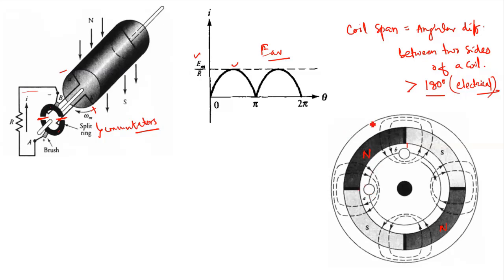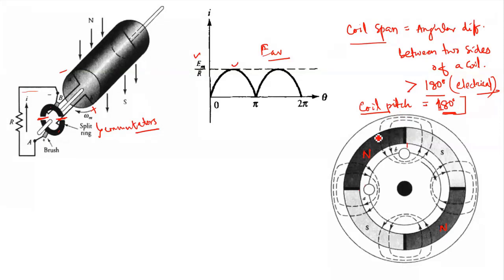Now this is also sometimes called coil pitch, right? Coil span or coil pitch, and theoretically it should always be equal to 180 degrees. But in practice, we don't get this because we put some slots here to put the conductors, right? Therefore, in practice, we are unable to get exactly 180 degrees. This coil span or coil pitch is always less than 180 degrees.